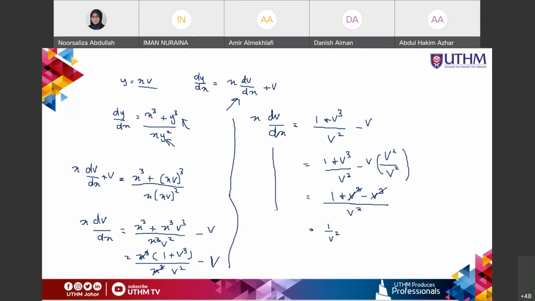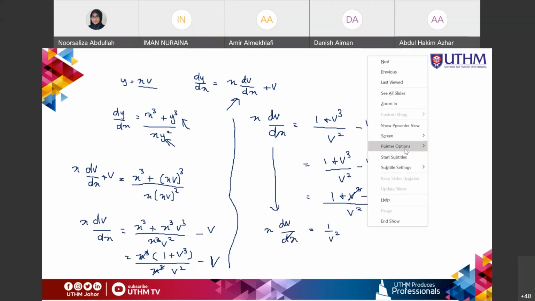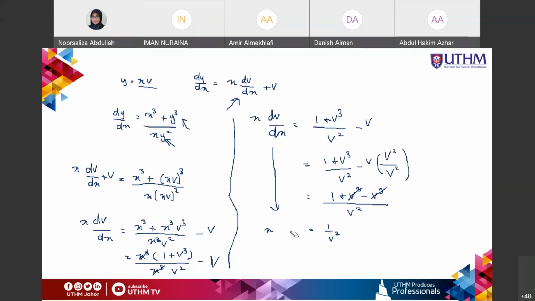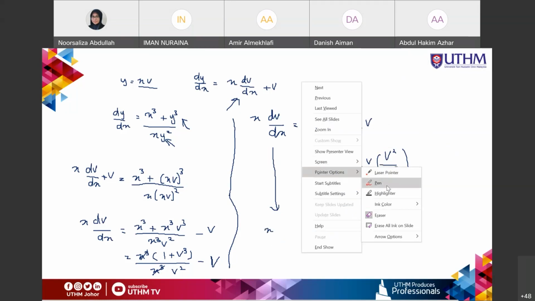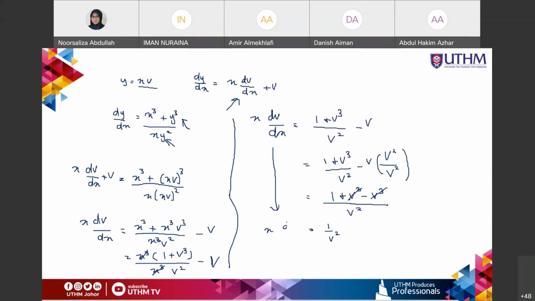So 1 is x dv over dx. The step states that you have to use separation of variables, which means you have to separate v and x. So now we separate v and x: v to this side, x to this side.